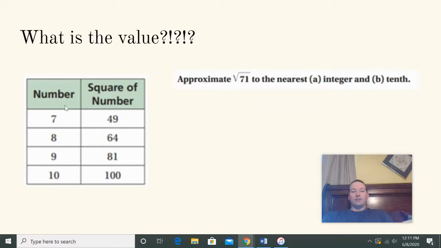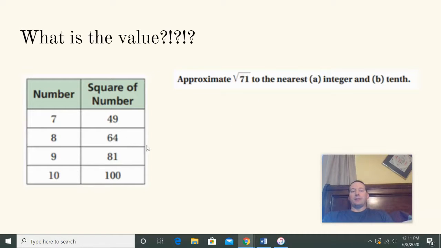So our perfect squares are, well, 7 squared is 49, 8 squared is 64, 9 squared is 81. Okay, so 71 falls in between 8 and 9. Because if 8 squared is 64 and 9 squared is 81, it's going to fall between 8 and 9. Now, here's the way you also look at it.